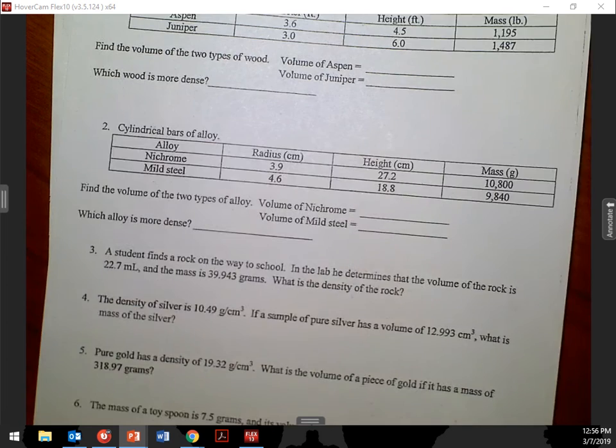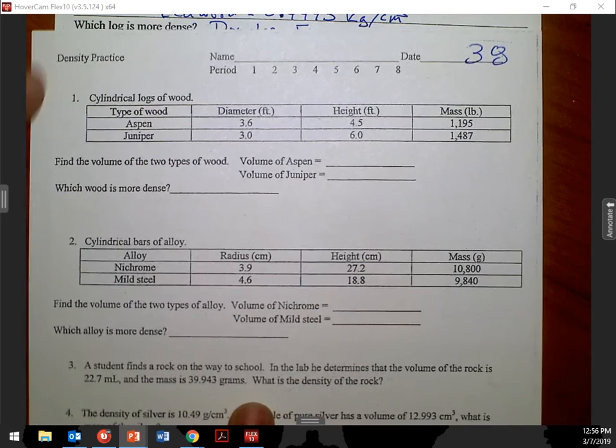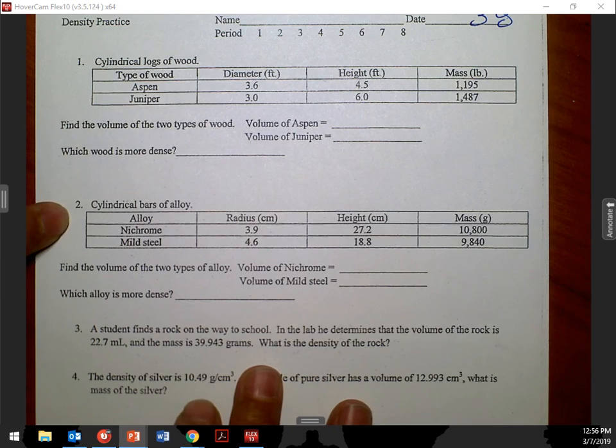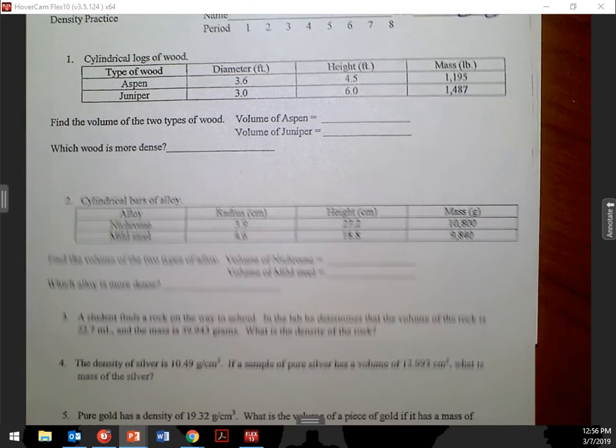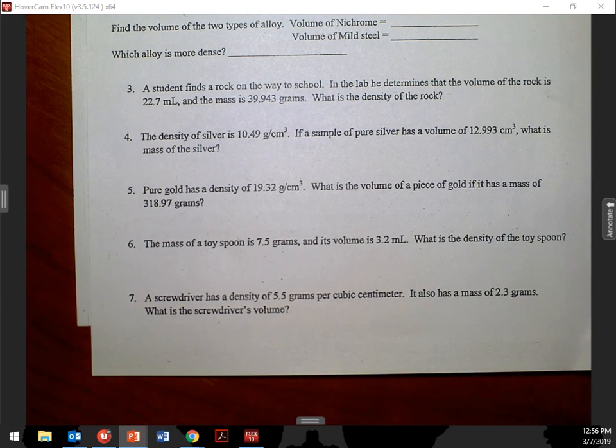All right, so here we go. This is page 38. Here's some more wood. Here is metal alloys. Is there a backflip? Okay, look, everything that we've done already is already here.